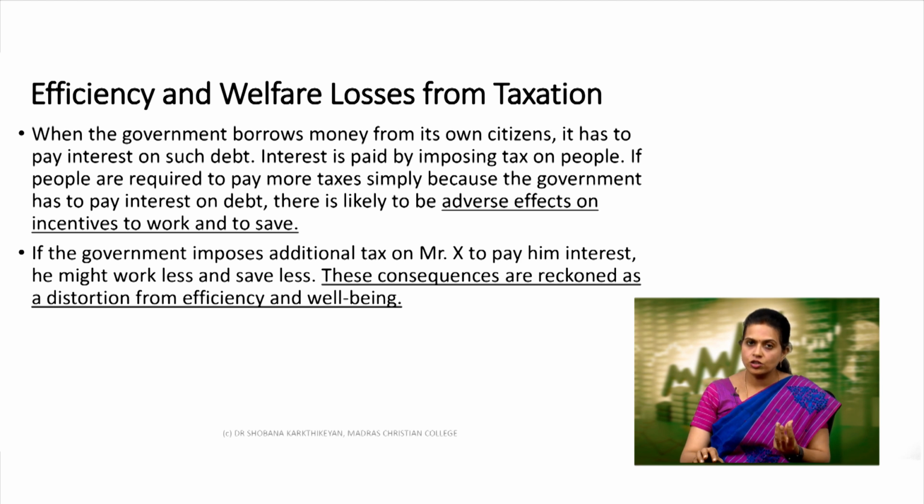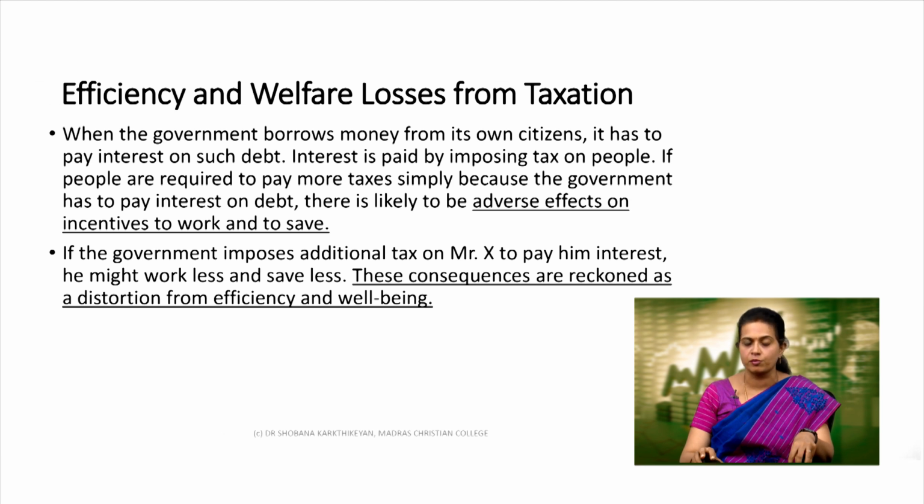This distortion is also called a deadweight loss. It is an efficiency loss. It brings about lower well-being for the entire economy. So there are very clear efficiency and welfare losses arising out of taxation. This taxation has to be increased in order to pay off the debt. So the debt causes taxation, and taxation causes further distortion. This distortion sponges out welfare from the people in the economy.